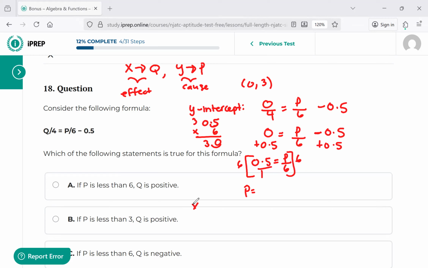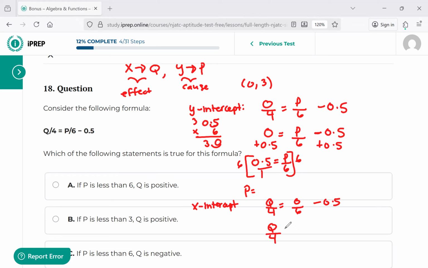Then let's find our x-intercept. How do you find the x-intercept? You simply plug in 0 for y. So what is my y? It's my p. So go back to the equation and replace p with 0. So it's q over 4 equals 0 over 6 minus 0.5.